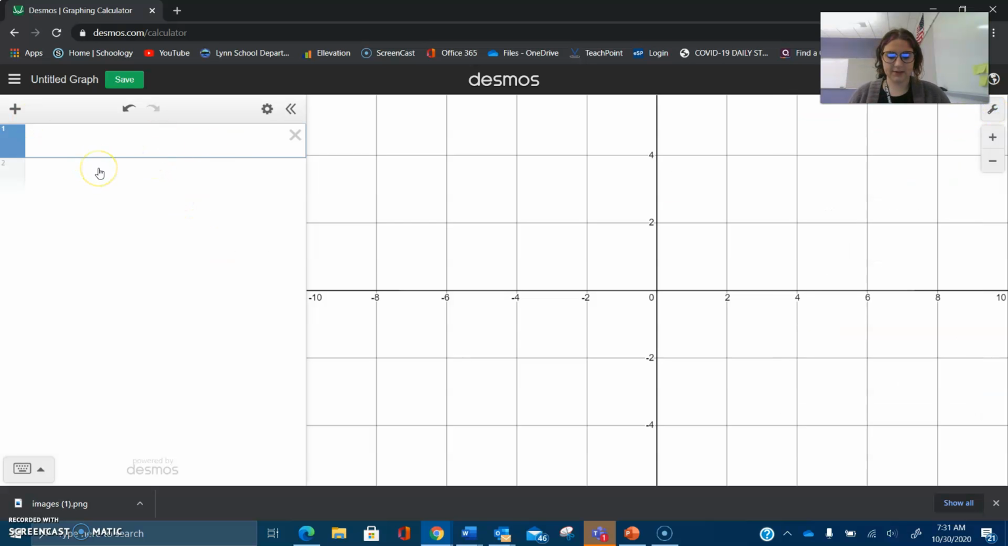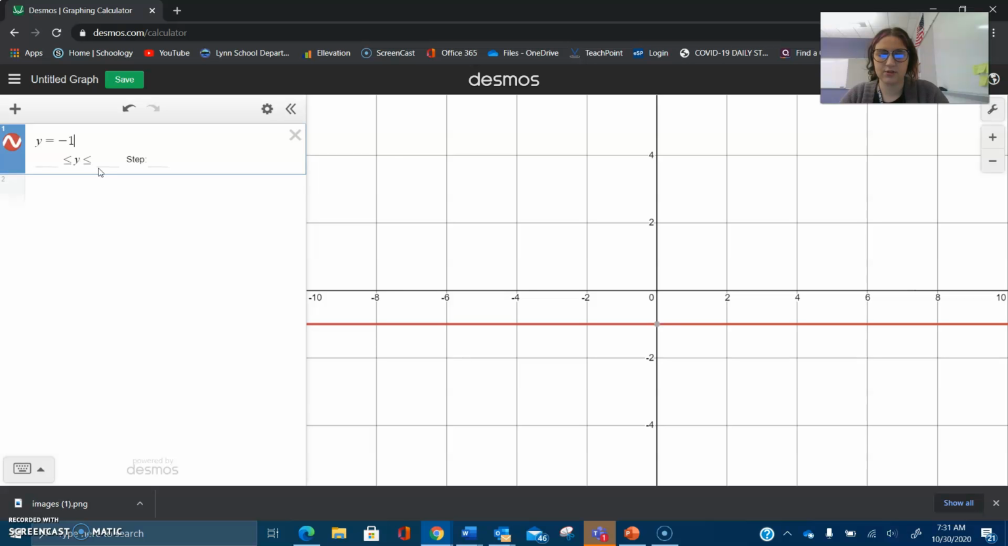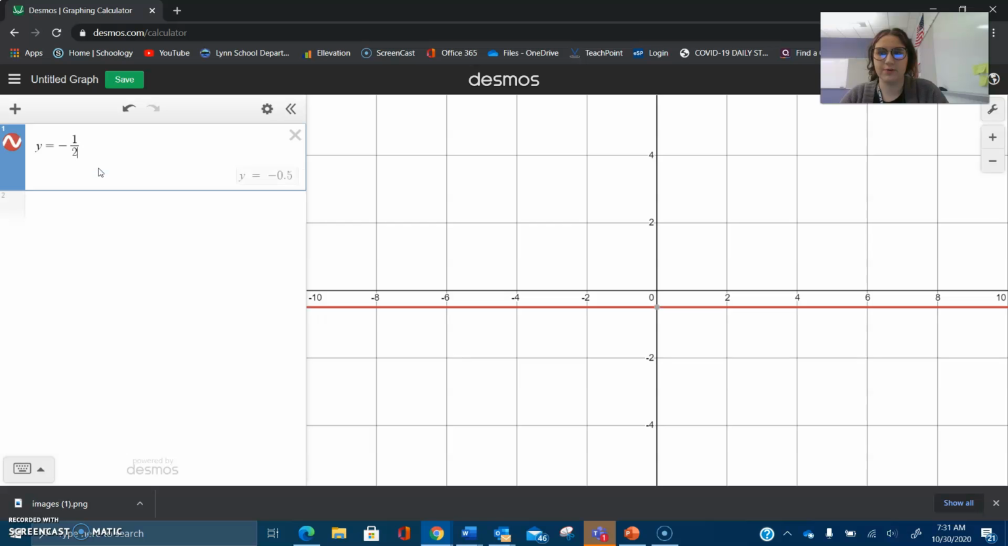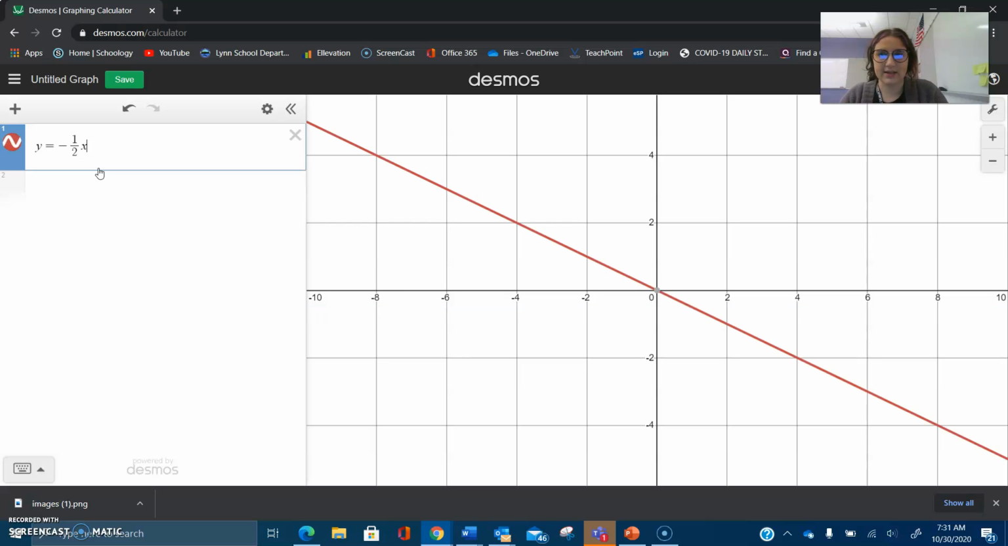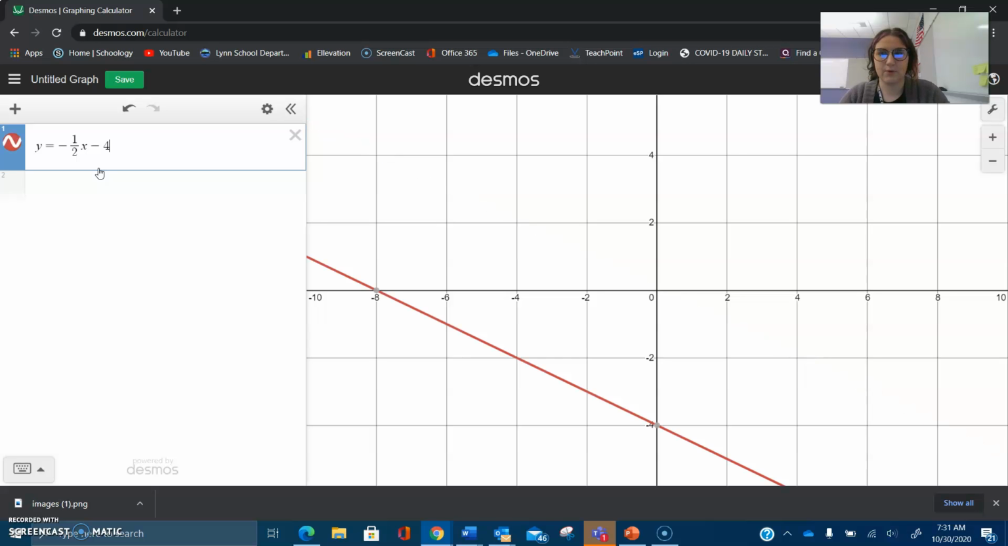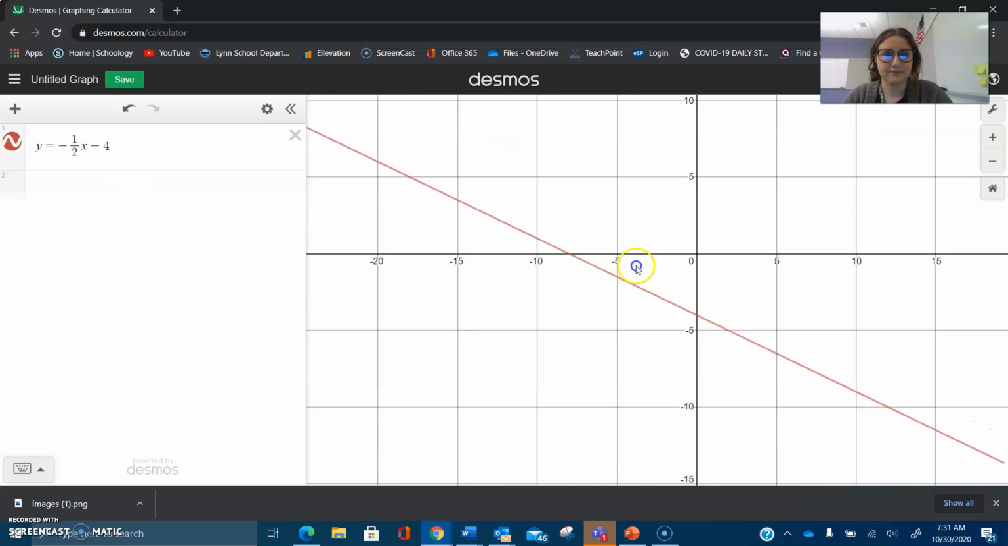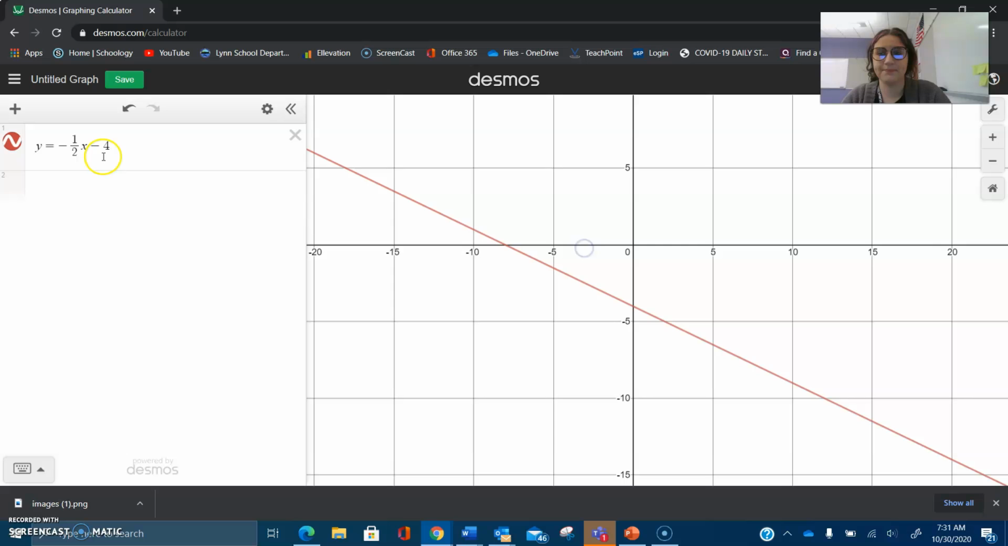Over here, I'm going to type in the equation of my line. The equation of my line was y equals -1, use this backslash, over 2, and it will automatically make it a nice fraction for me, and then x minus 4. So I just typed that in exactly like it looks. So here is the graph of my line. This is what it looks like.